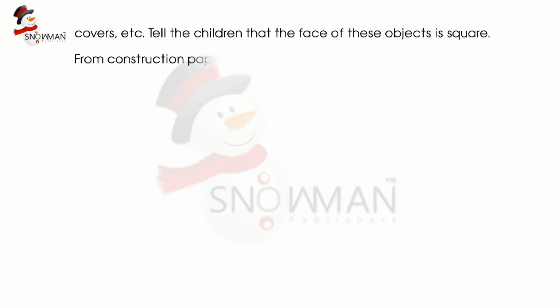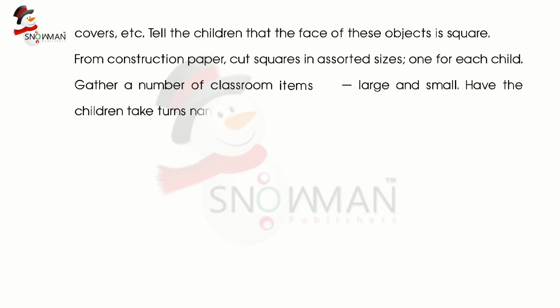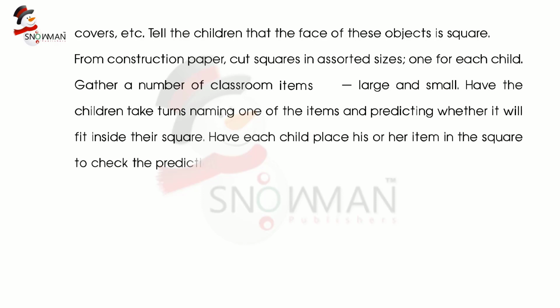From construction paper, cut squares in assorted sizes, 1 for each child. Gather a number of classroom materials, large and small. Have the children take turns naming one of the items and predicting whether it will fit inside their square. Have each child place his or her item in the square to check the prediction.